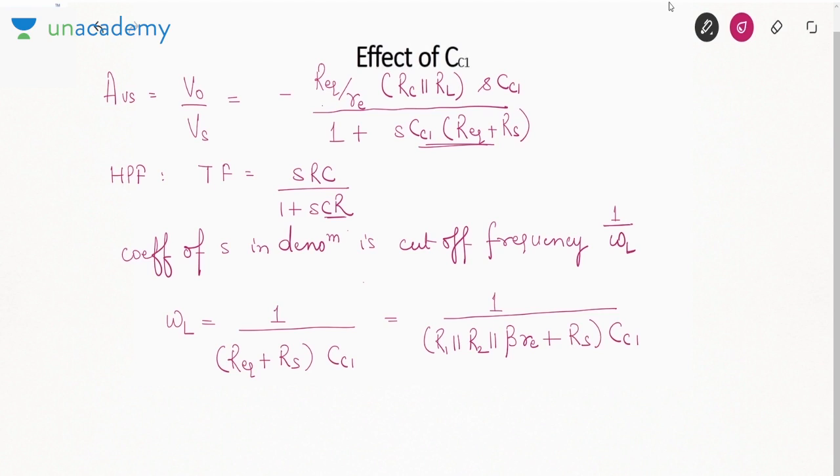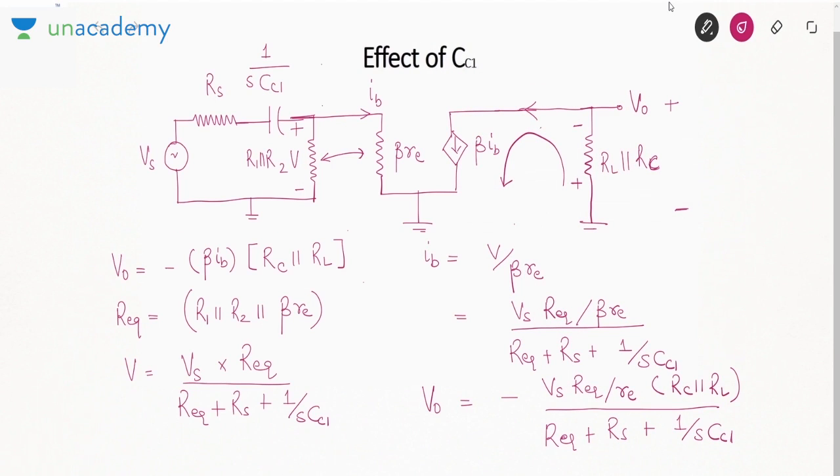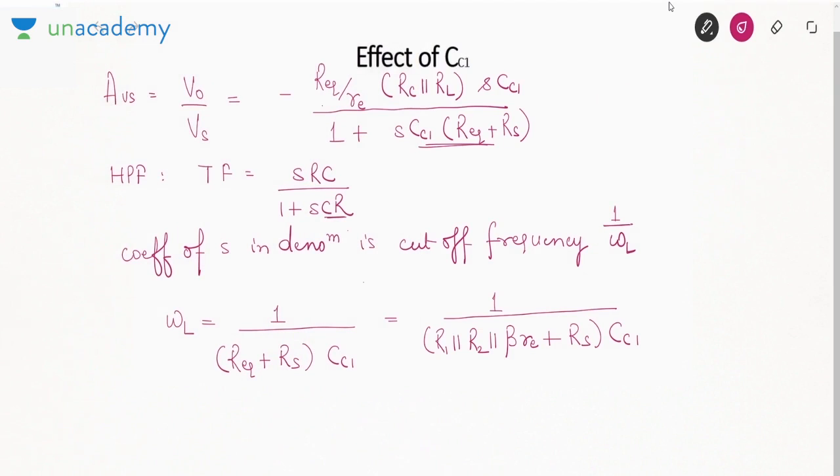Okay. But there could have been a direct method to derive this expression. How? If you see, if I redraw this loop here, I am short circuiting the supply, I am open circuiting this capacitor.